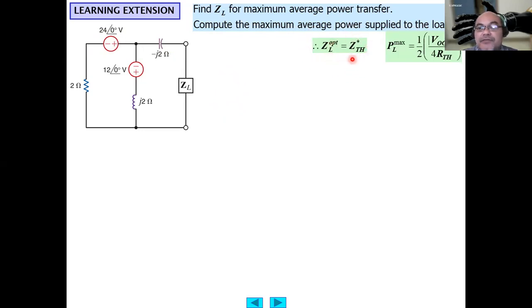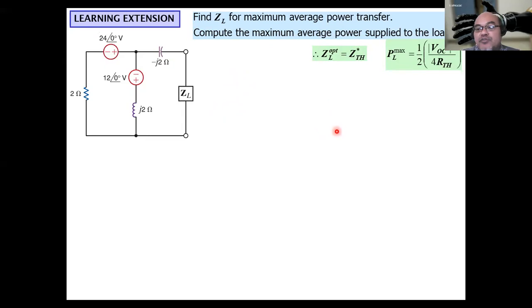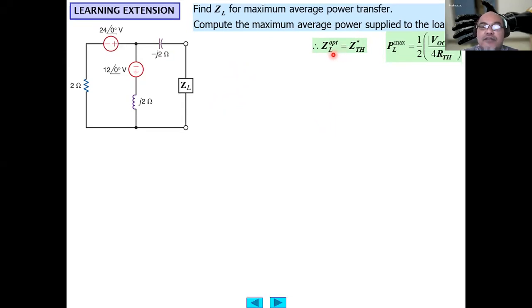In this case, we use this first condition, as we had learned earlier, that the optimum impedance should equal the conjugate of the Thevenin equivalent impedance. Then the second question is to compute the maximum average power supplied to the load. You can calculate it using this formula.